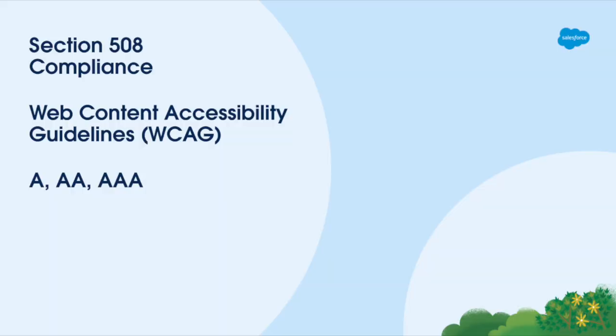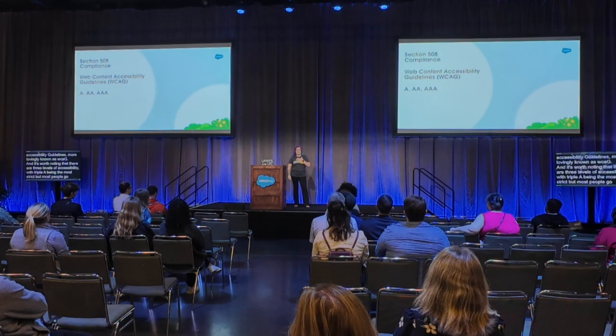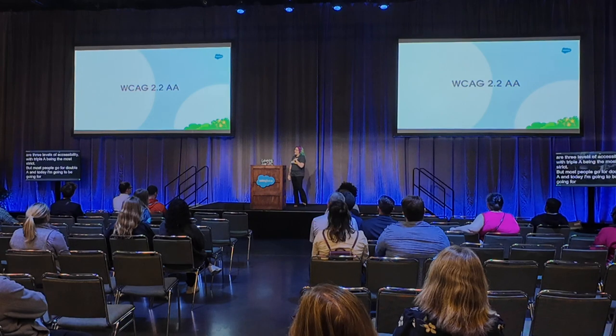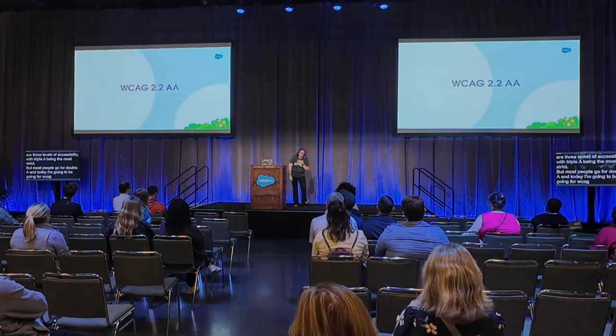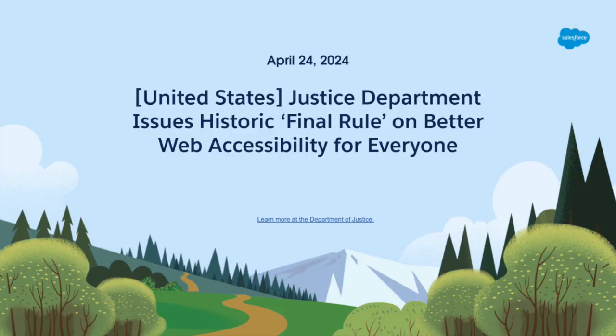It's called Web Content Accessibility Guidelines, more lovingly known as WCAG. And it's worth noting that there are 3 levels of accessibility, with AAA being the most strict, but most people go for AA, and today I'm going to be going for WCAG 2.2 AA compliance by the end of this talk. Section 508 is aimed at the federal government.